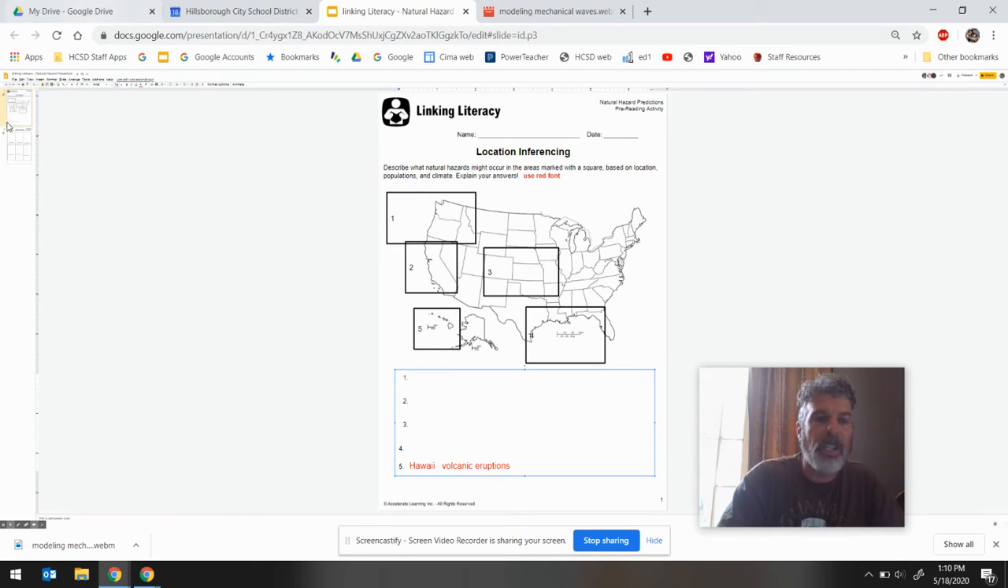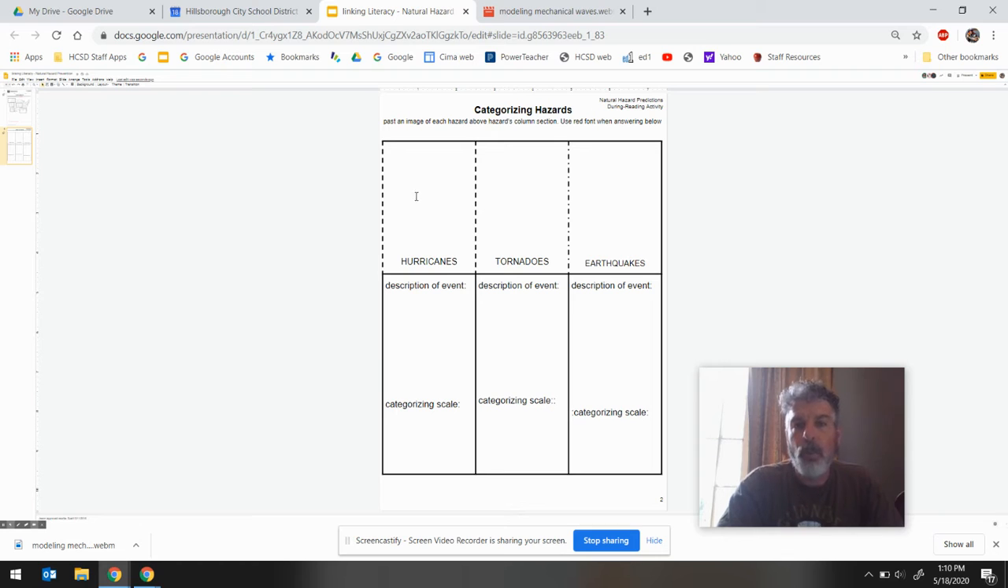That's the point. Now, there's a separate assignment where you copy and paste an image of a hurricane, of a tornado, and of an earthquake. It's supposed to be that you're drawing it, but it's too hard to have you guys do that and put it in your science folder. Oh, I forgot to mention that. You want to put this in your science folder when you're turning this in.